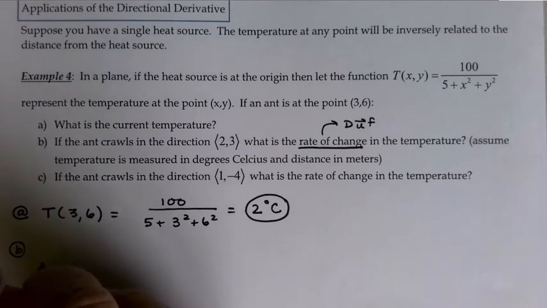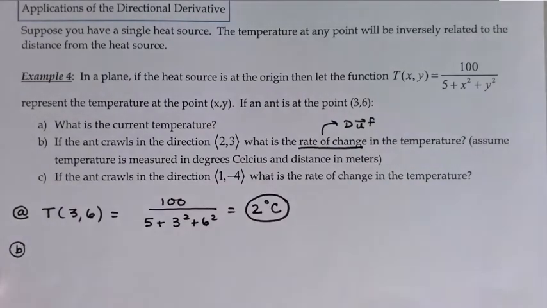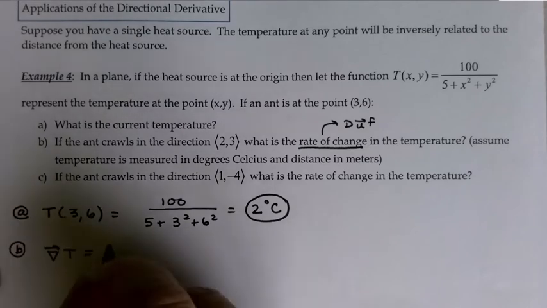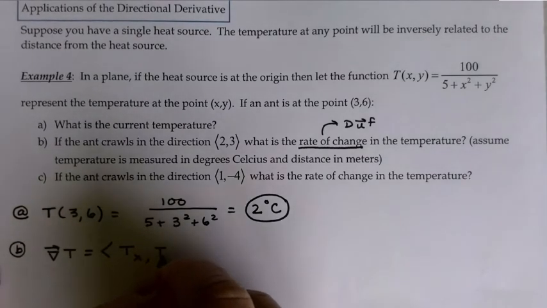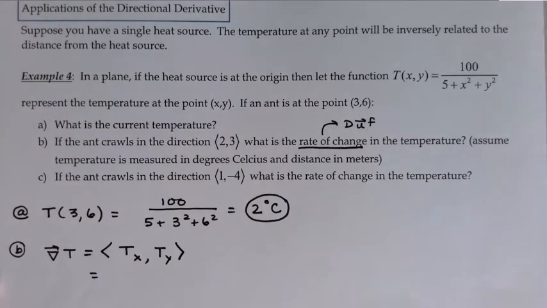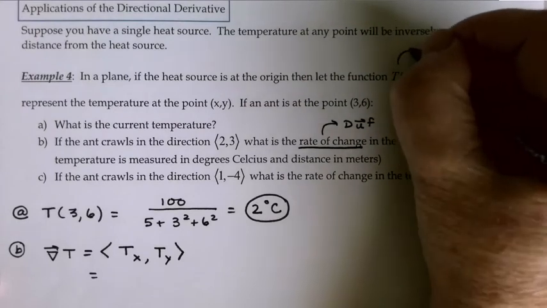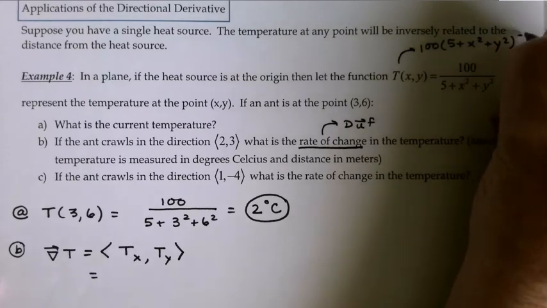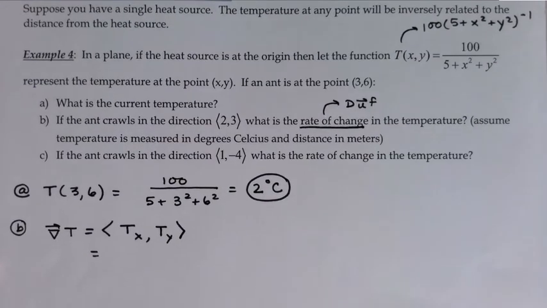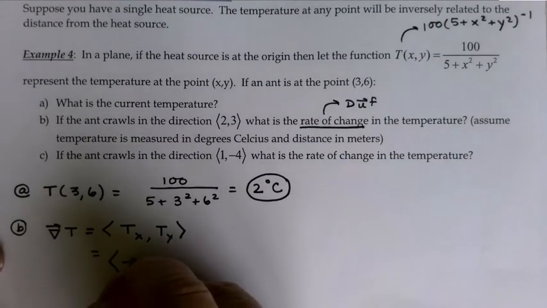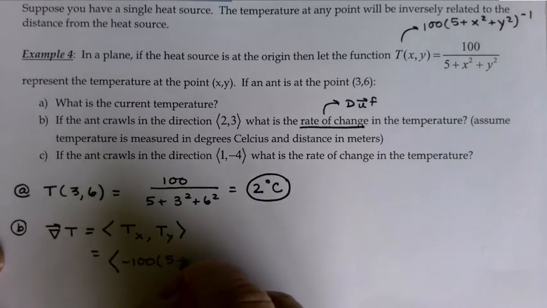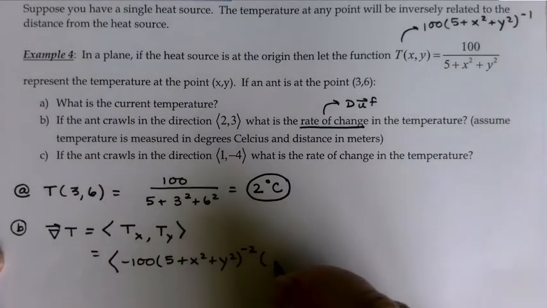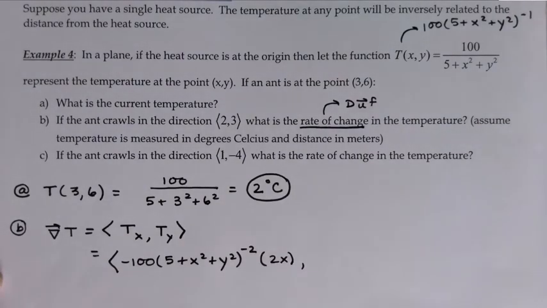All right, so I need a gradient and a unit vector to calculate that directional derivative. Let's start by getting the gradient. Gradient of T would be T sub x, T sub y. And I'm going to think of this as 100 times (5 plus x squared plus y squared) to the negative 1, just to make my derivatives a little easier. So T sub x, negative 100 times (5 plus x squared plus y squared) to the negative 2 times 2x for the chain rule.